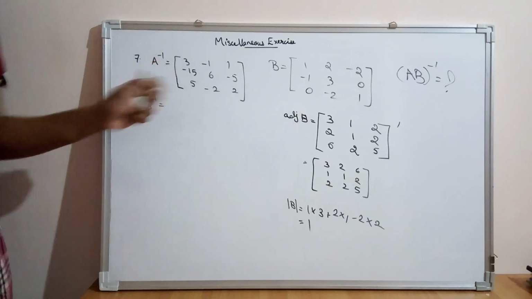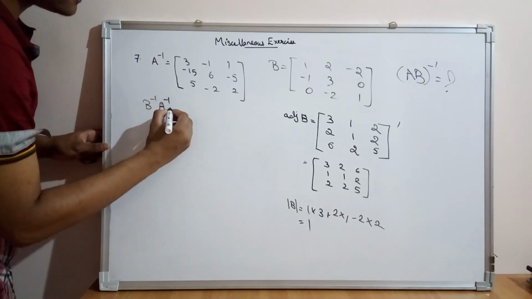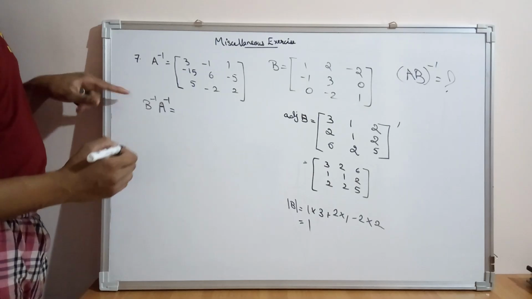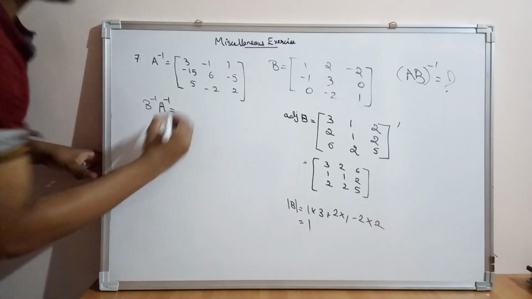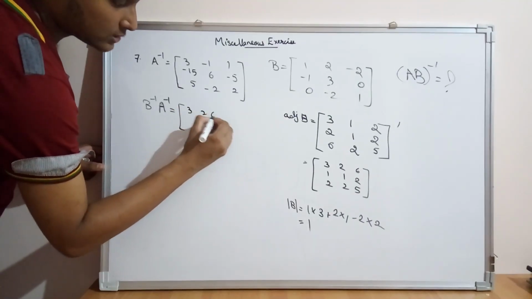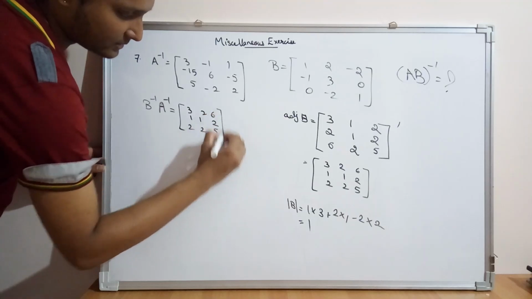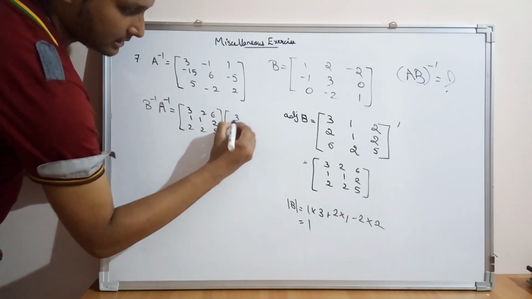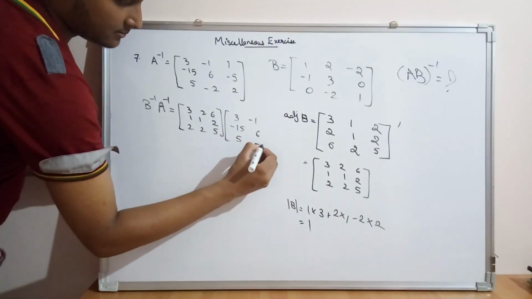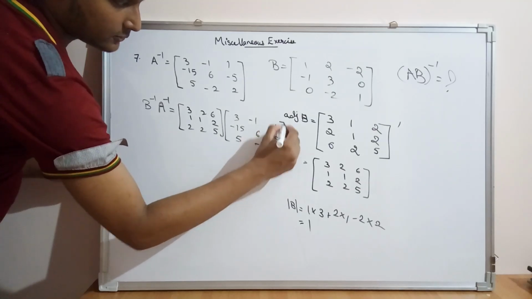Only adjoint of B is going to be equal to B inverse. So B inverse into A inverse is the same as AB whole inverse. So for finding AB whole inverse, I'll find B inverse into A inverse. First of all, I need to write this: the matrix 3 2 6, 1 1 2, 2 2 5 into the matrix 3 minus 15 5, minus 1 6 minus 2, 1 5 minus 5 2.